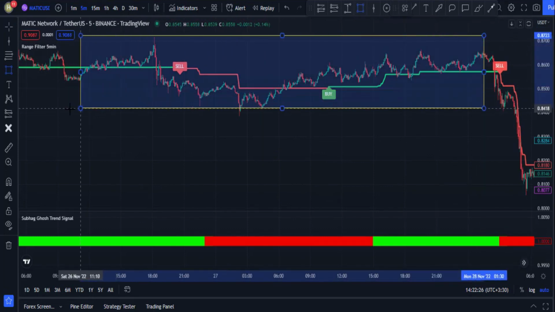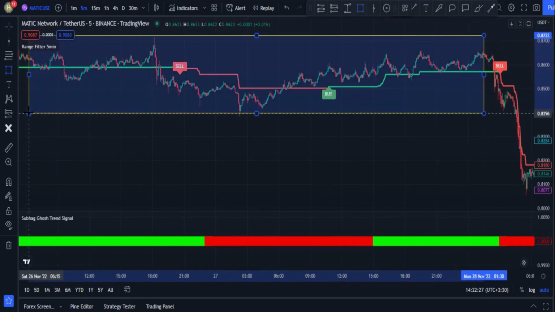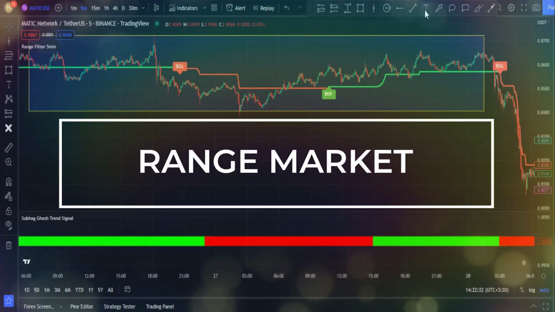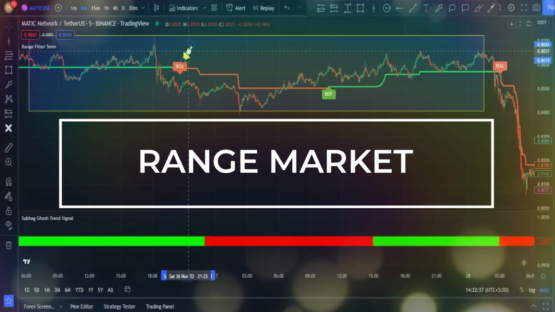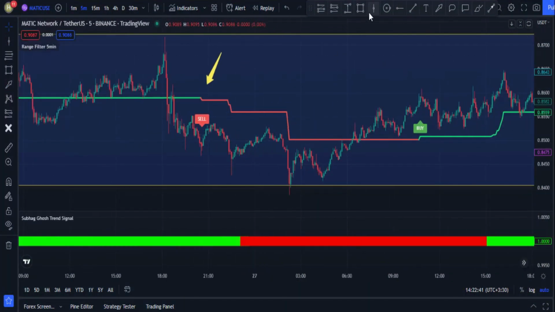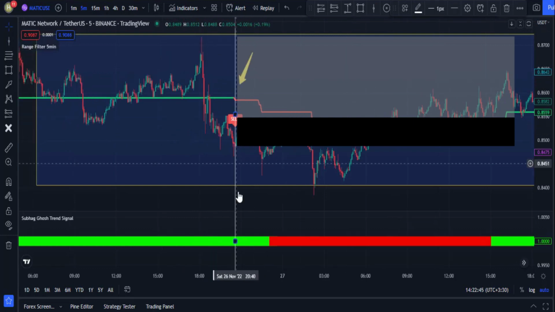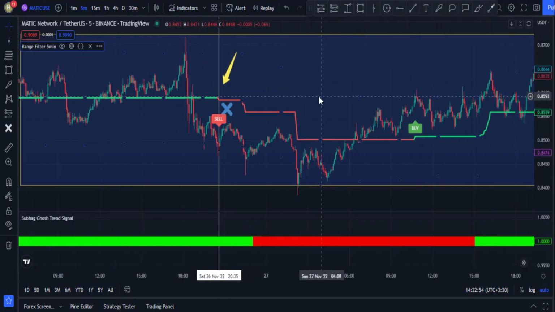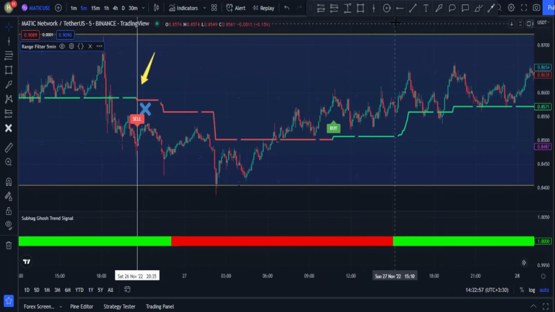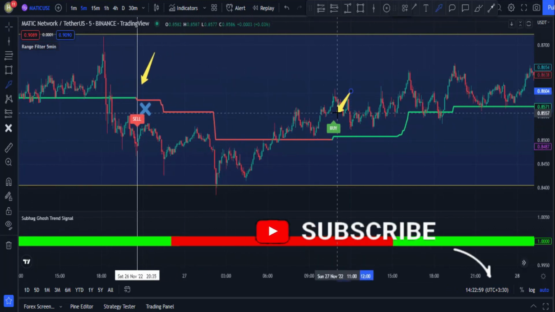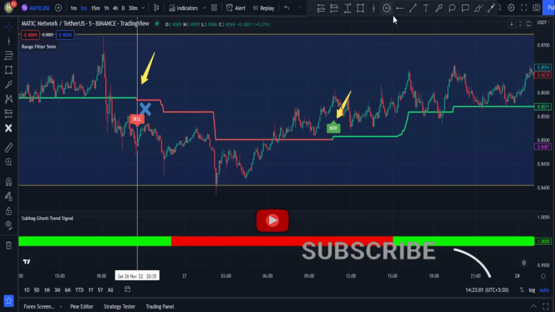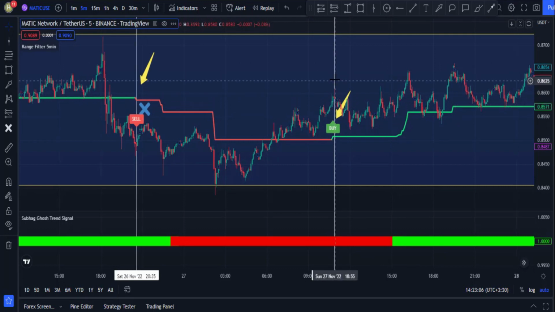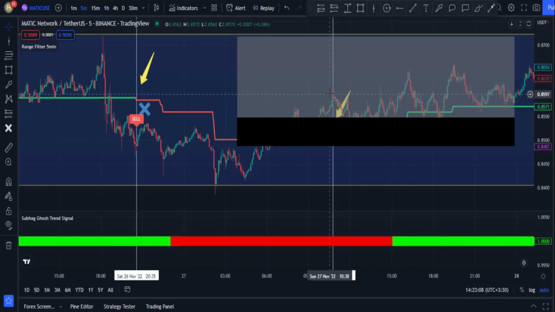Check out the chart here. The market is moving sideways and some signals are printed on the chart by the range filter indicator. As you see, this short signal is not valid because the color of the sub-hedge indicator is green. And this long signal is also not confirmed because when the sub-hedge indicator is red, we only take sell signals. So this sub-hedge indicator works absolutely great.